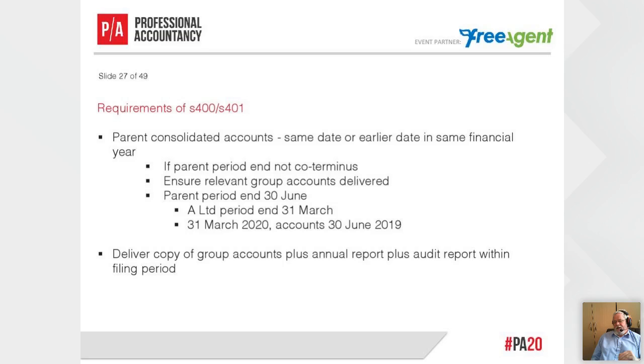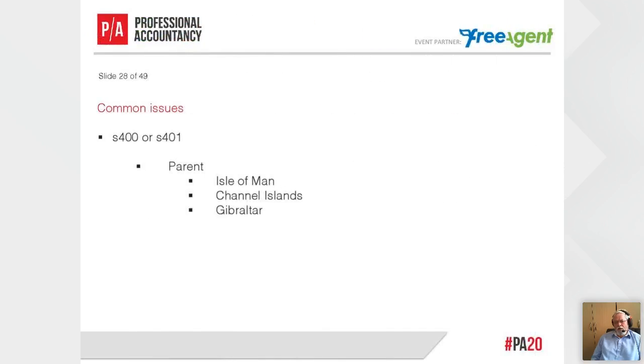Anyway, if the parent's period end was the 30th of June, A finished on the 31st of March. So for its period end, the 31st of March 2020, it would file the group accounts for the parent of the 30th of June 2019, not the 30th of June 2020, on the basis that that is closer to the 31st of March. So some of the common issues that arise under section 400 and 401 is normally just trying to work out potentially which one you're supposed to be using.